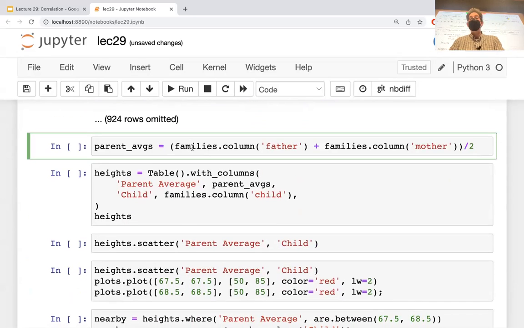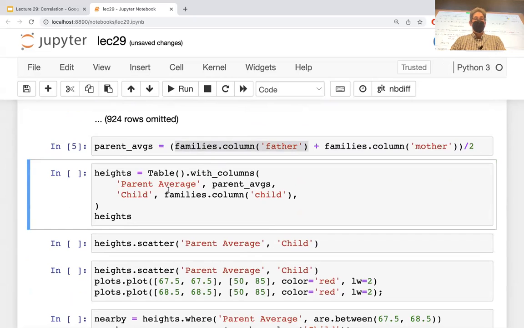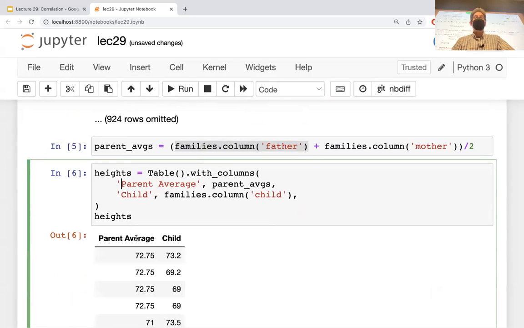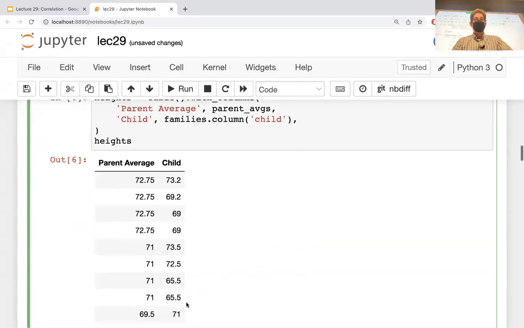And so we did this back when we were just learning about manipulating columns, like lecture 10 was ages ago. We averaged the height of the father, the height of the mother, and we built a really simple table that was the average parent height for each child. So here are 4 children in the same family, all have the same average parent height, but the height in inches of the children varied. And that's what we have.